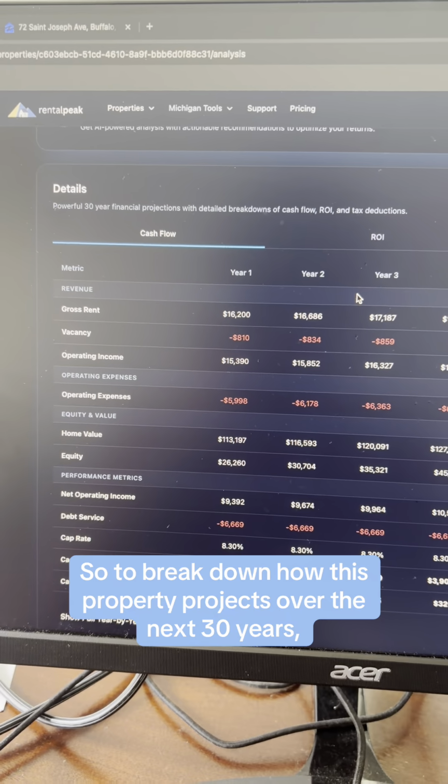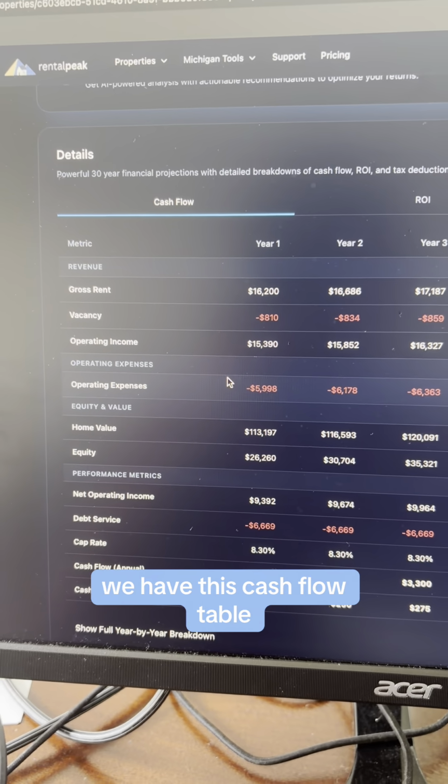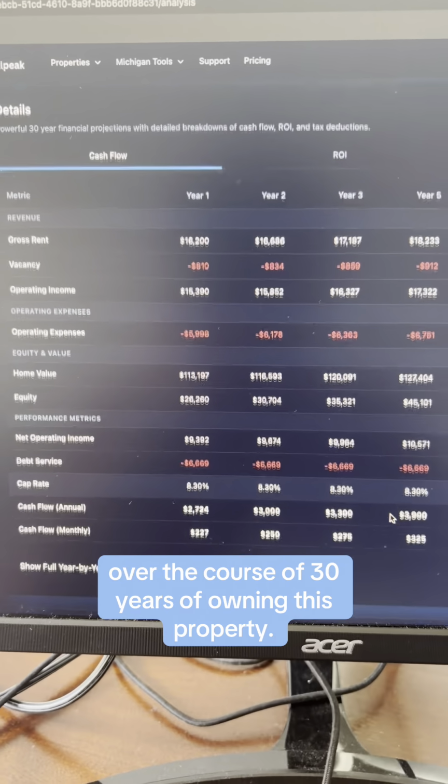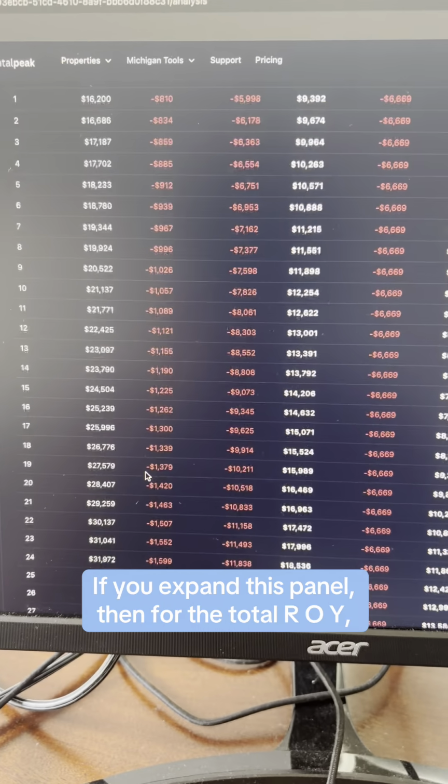So to break down how this property projects over the next 30 years, we have this cash flow table, which shows you your home value, equity, cash flow, annual, and monthly over the course of 30 years of owning this property. And then the full breakdown is here if you expand this panel.